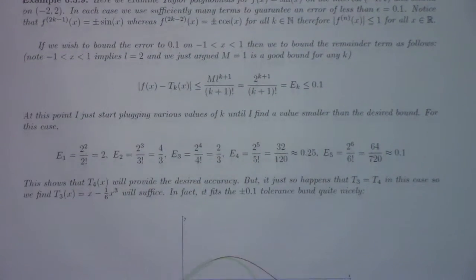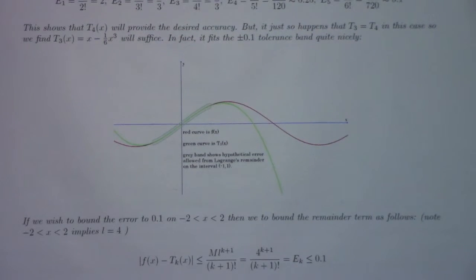Here's another one. This is sine x. And here's a similar picture. I work out the error bound in sine, and you read through here for the details, but basically I derive the error being that gray band. The function is the red one, and the Taylor polynomial is the green one. T2 is actually what I use. The gray band shows the hypothetical error allowed by Lagrange's remainder on the interval -1 to 1.